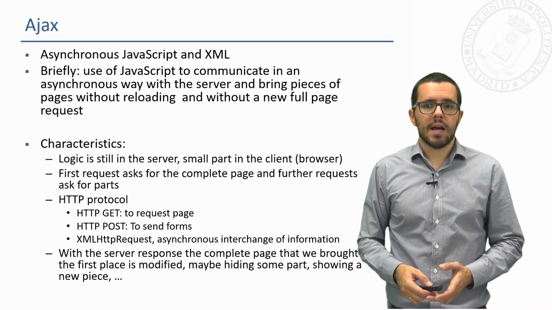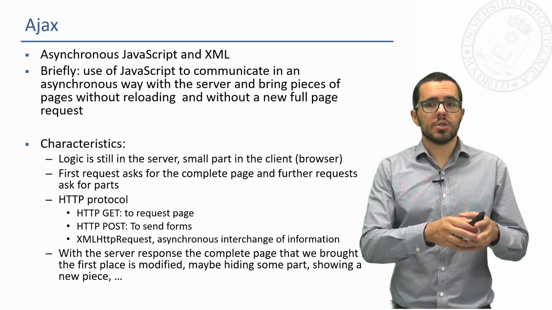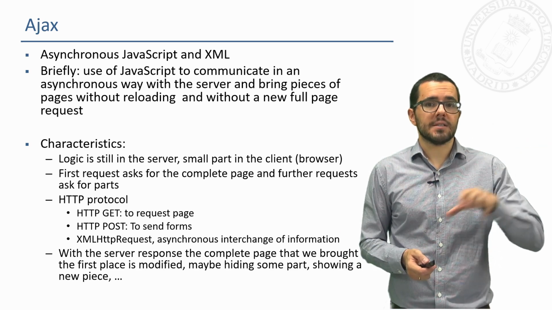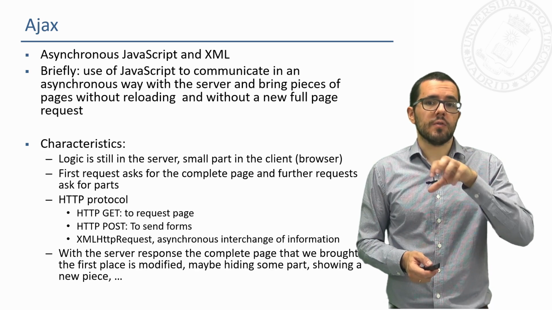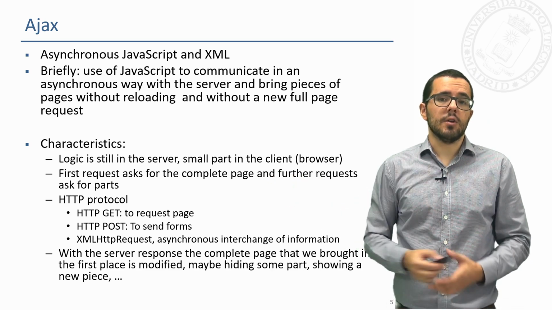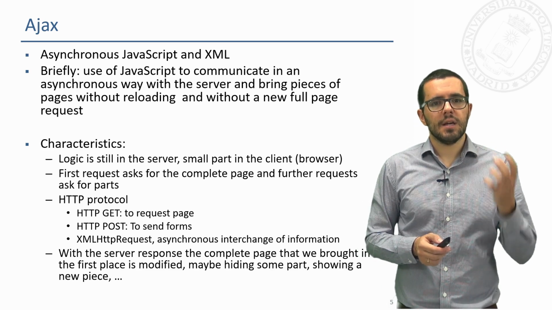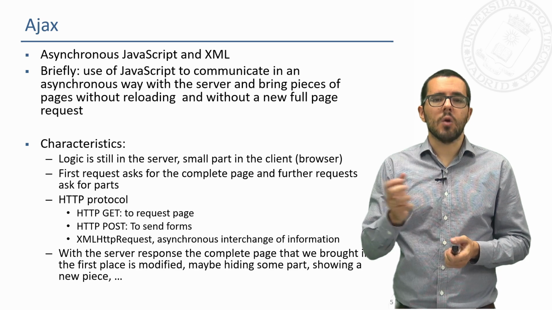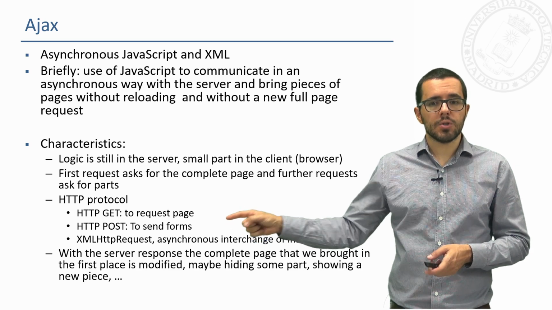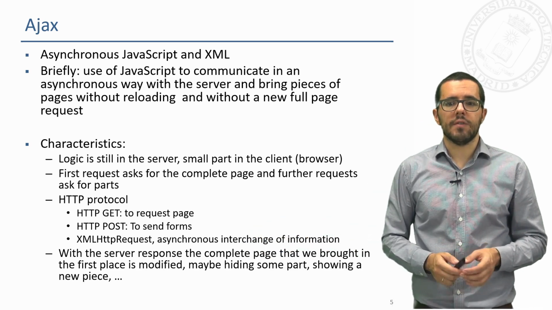Then comes Ajax, asynchronous JavaScript and XML. Very briefly, this is to use JavaScript to communicate with the server to ask for, not full pages, but parts of the page, or small chunks of data. The characteristics are that the logic is still on the server, but there is a small part on the client. The client has some intelligence just to know what to request and how to render it. It uses HTTP GET and POST, but also XMLHttpRequest for this asynchronous interchange of information.